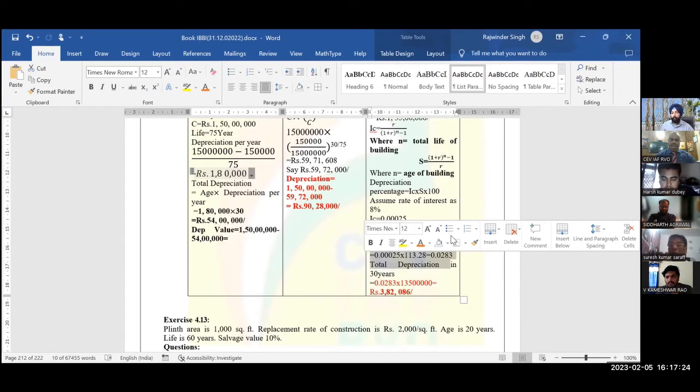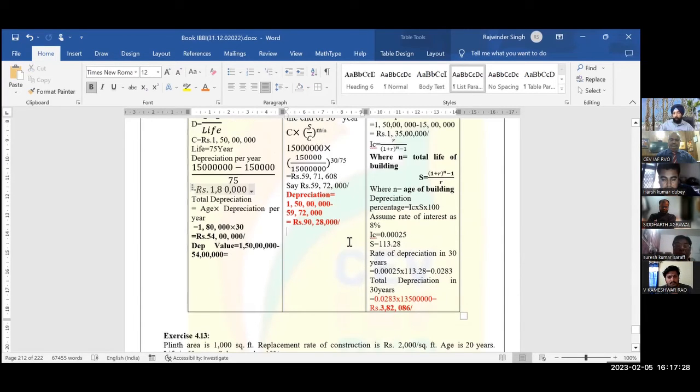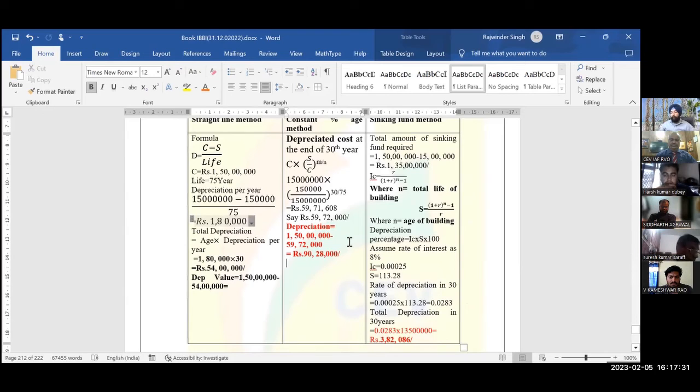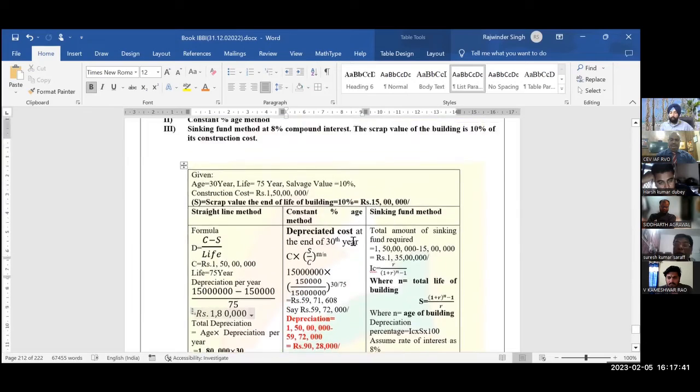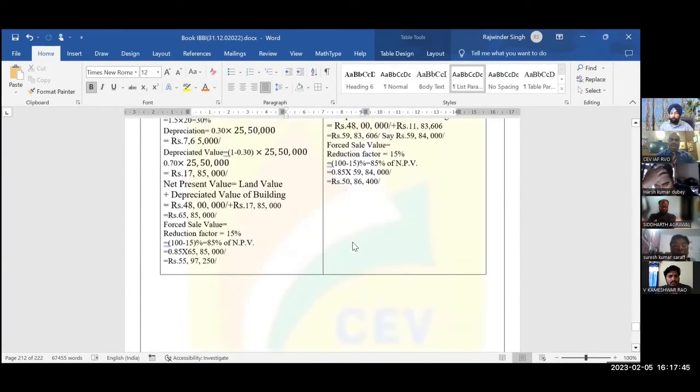Any doubt? But now see, it is not always that the constant percentage method will give you the lowest value. There are many other things which are involved in it. Let us take an example which will make things clear to you.